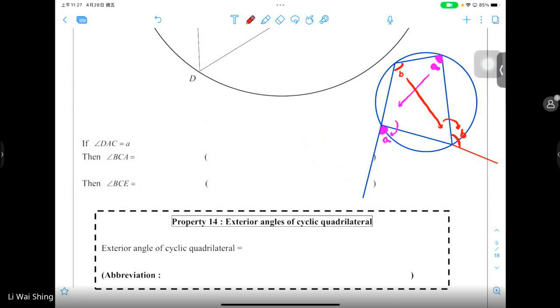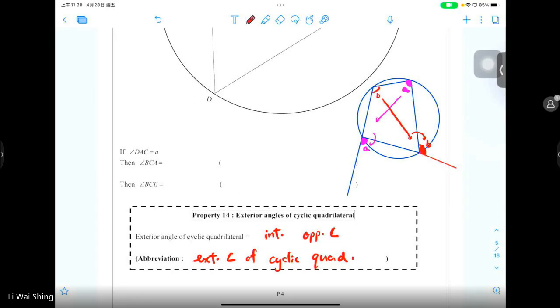So the exterior angle always equals the interior angle, and it will be the opposite angle. So the abbreviation: exterior angle of cyclic quadrilateral. Finish.